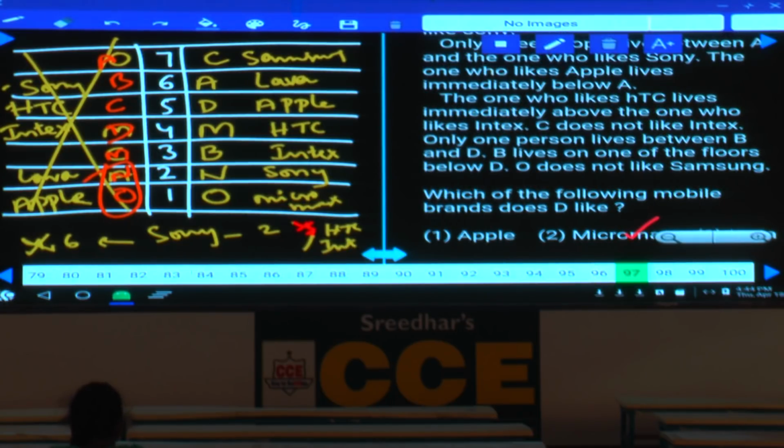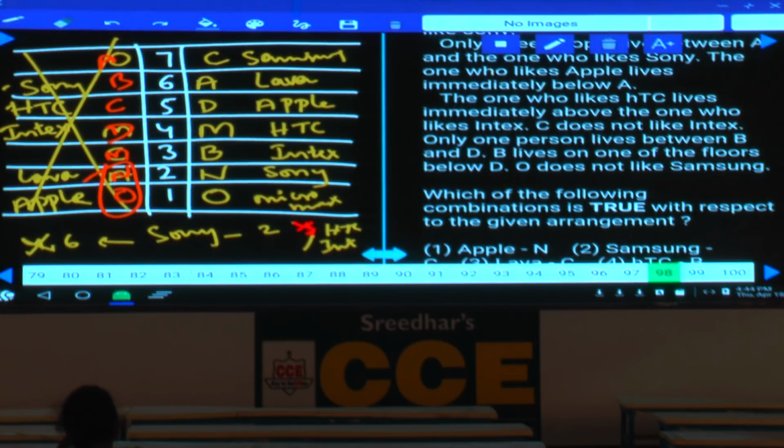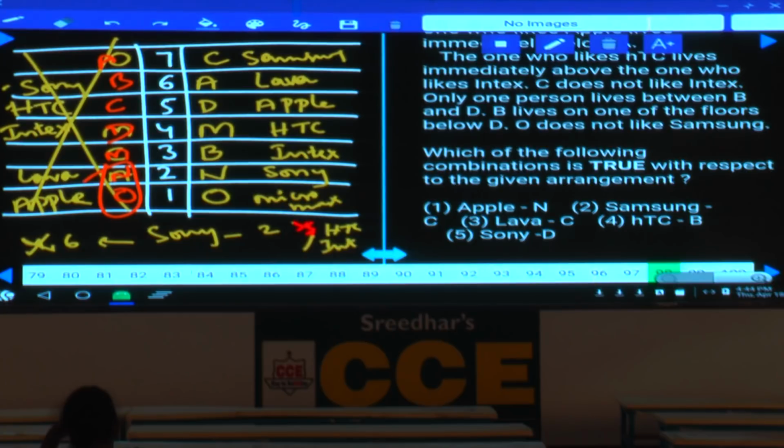Then question number 97. Which of the following mobile brands does D like? D likes Apple. Apple, that is given in choice 1. Then question number 98. Which of the following combinations is true with respect to the given arrangement? Apple and N. And next one, Samsung and C, definitely true, that is choice 2.